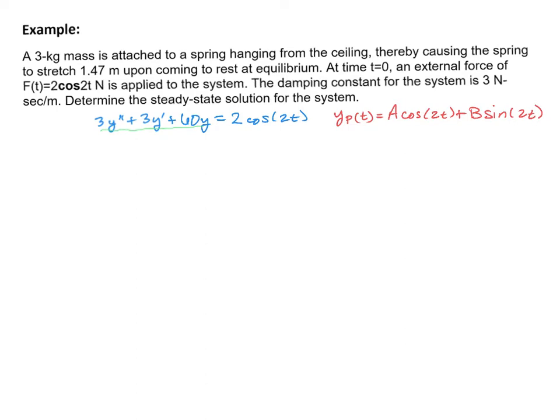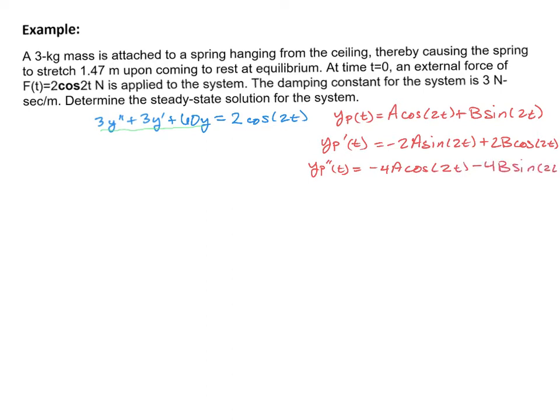Okay, so the next thing for us to do is go in and find our derivatives and then substitute everything in to find the values of a and b. So our derivatives are very simple for this problem. Our first derivative, y_p prime of t, is just negative 2a sine of 2t plus 2b cosine of 2t. And then our second derivative is negative 4a cosine of 2t minus 4b sine of 2t. So now we need to take these two derivatives and the original function and substitute all of them into our equation.